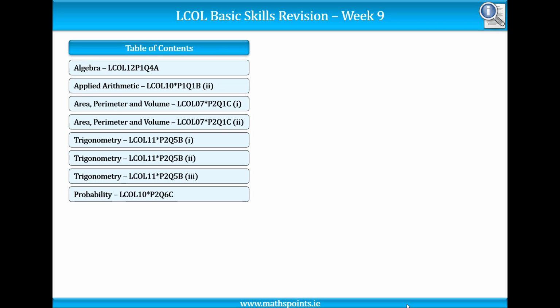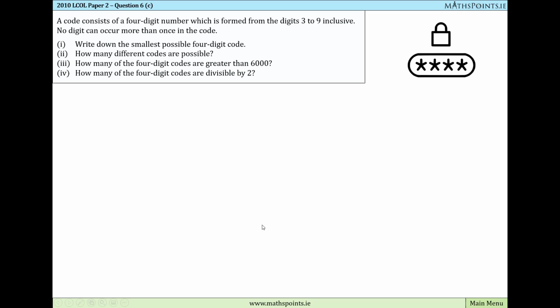So let's take a look at a probability question from the 2010 Leaving Cert Ordinary Level paper. It's a question about arrangements. We're given that a code consists of a 4-digit number which is formed from the digits 3 to 9 inclusive. So no digit can occur more than once in the code.